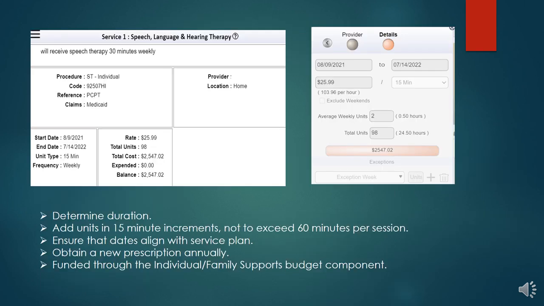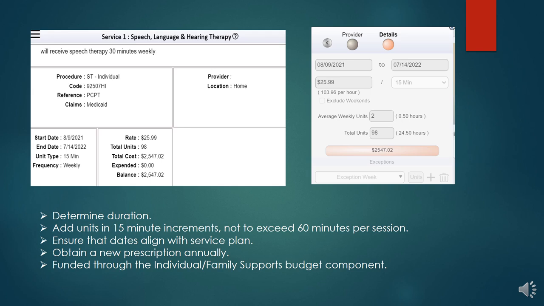Here we see what the service entry for speech therapy looks like in the ISP. The same process is followed for physical and occupational therapy. The provider should advise the support coordinator the duration of services needed. In this example, 30 minutes per week. Units for therapy are in 15-minute increments, so 30 minutes per week would equal 2 weekly units, which is entered into the service plan. Remember that therapy may not exceed 60 minutes per session.